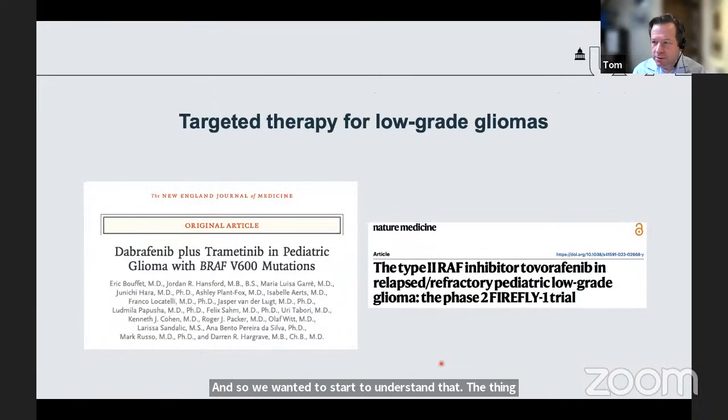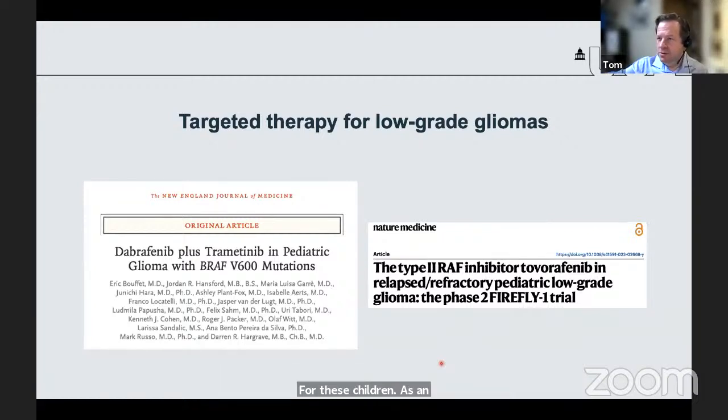The other thing that's really critical is that we're moving to a place where these children will get upfront targeted treatment. Most of the diseases we're talking about are MAP kinase driven. And there are a couple of papers from my colleague, Darren Hargrave, showing the benefit of MAP kinase inhibition for these children as an upfront treatment.